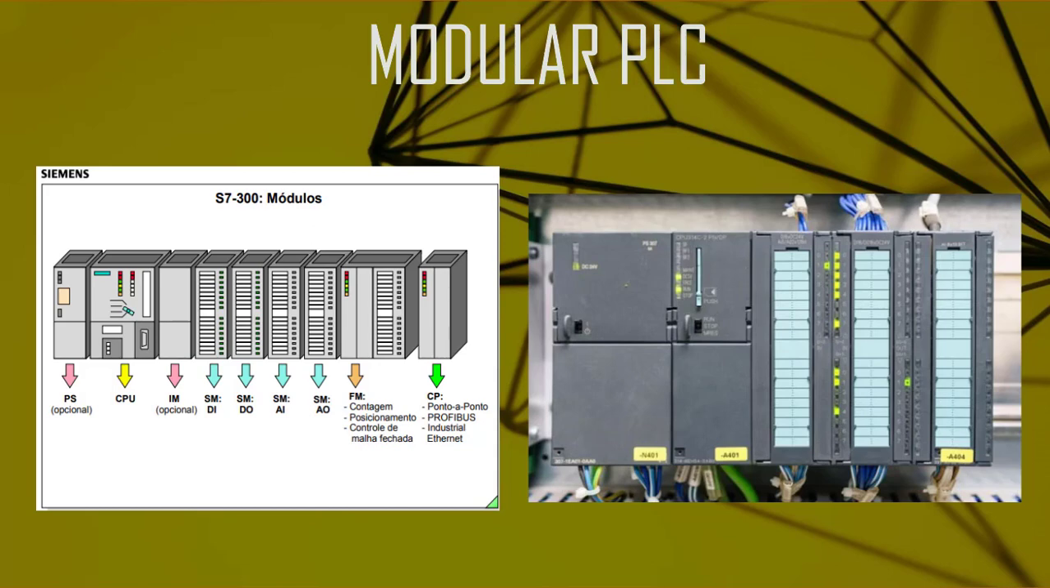The modular design also allows for flexibility and expansion. If the requirements of a system change over time, additional modules can be added or existing ones replaced as needed. This can make PLC systems a cost-effective and scalable solution for industrial automation. Additionally, the modular design can also make PLC systems easier to maintain and troubleshoot, as individual modules can be replaced or serviced without affecting the rest of the system.